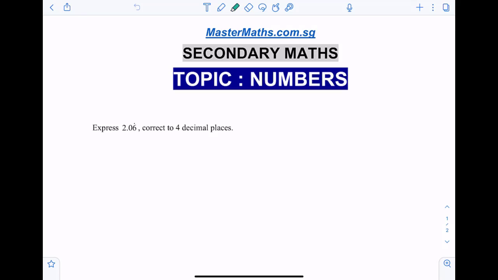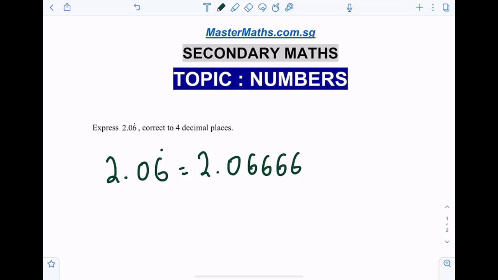Okay, so what we have here is called a recurring decimal. When we have a dot above a number like this, it means that number is repeated infinitely, because it goes on and on and on, all the way. And since you want to round this off to 4 decimal places, you will write 1, 2, 3, 4, 5 decimal places. The rest, there's no need to write them down, okay? So round this off to 4 dp.